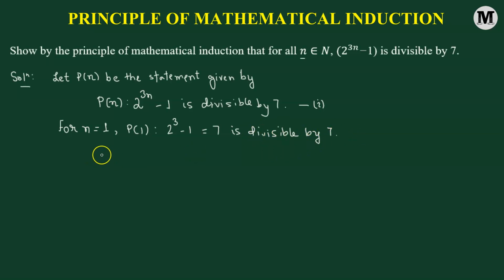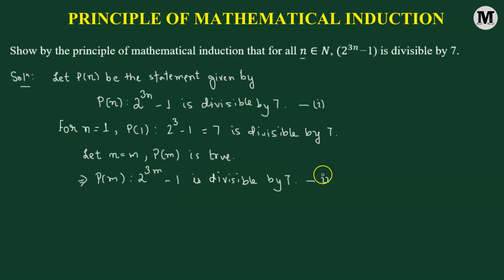Fine. Now, we are going to make an assumption because we have to show that it's true for all natural numbers. So we're going to make an assumption that n equals m. That is, in essence, we are trying to say that p of m is true. The p of m being true simply means that 2 raised to the power of 3m minus 1 is also divisible by 7. Let's say this is statement number 2.